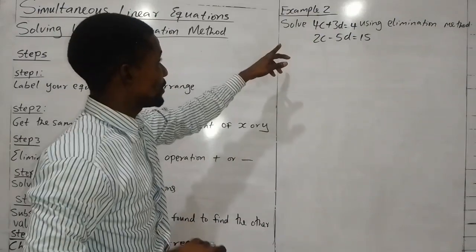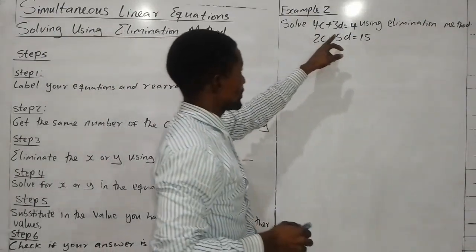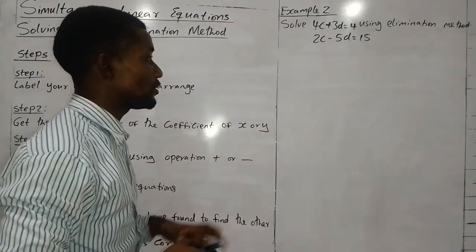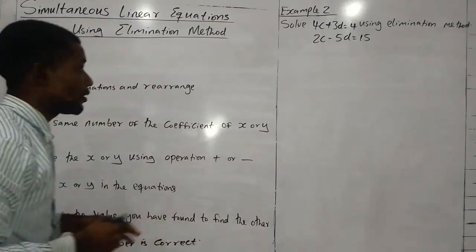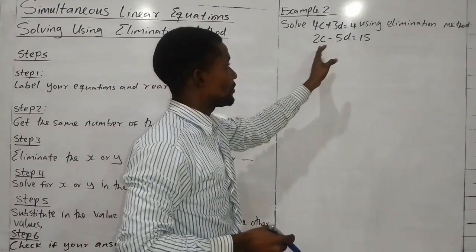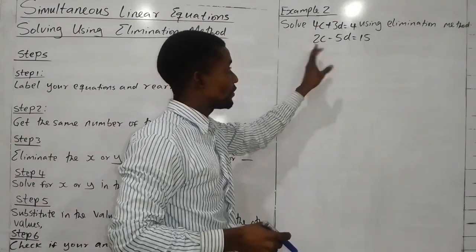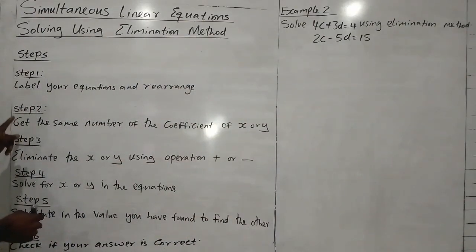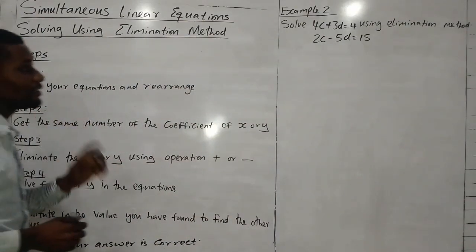So our example 2 says, solve 4c plus 3d equals 4 and 2c minus 5d equals 15 using elimination method. Now, looking at this question, none of the coefficients of these variables are the same. None of them are the same. So what does our first rule say?